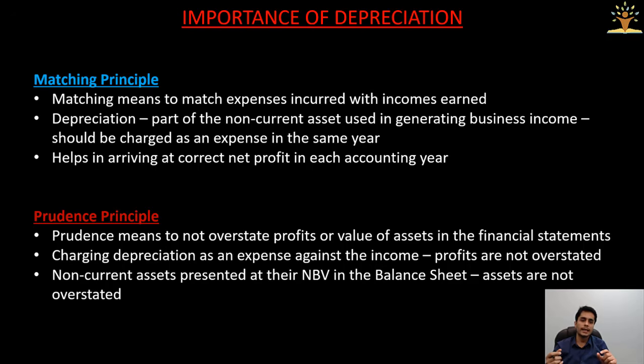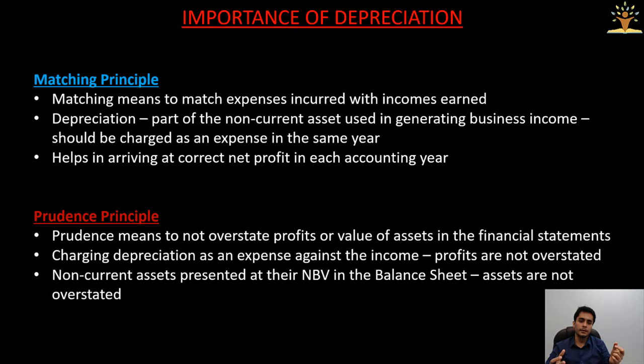Now, prudence says that you should never overstate your profits and never overstate your assets. Let's say you've used machinery for 3 or 4 years without providing any depreciation. What would happen in your balance sheet? You would continue showing the asset at the cost. Let's say you purchased it for 10,000 originally. After 4 years also it will be showing it at 10,000.